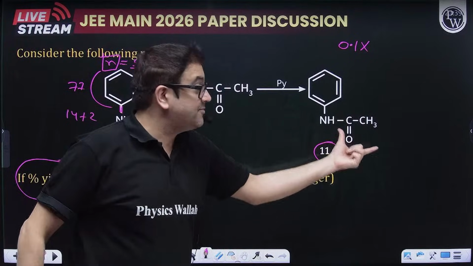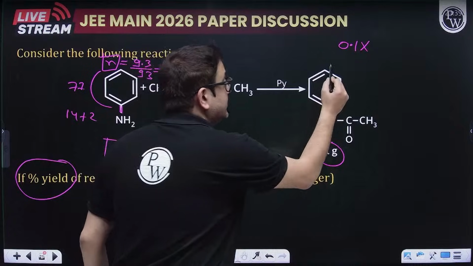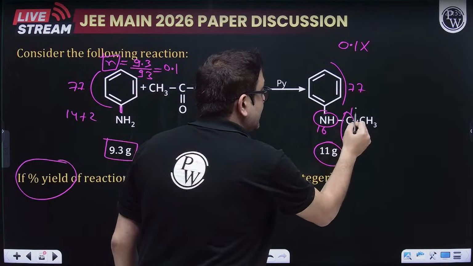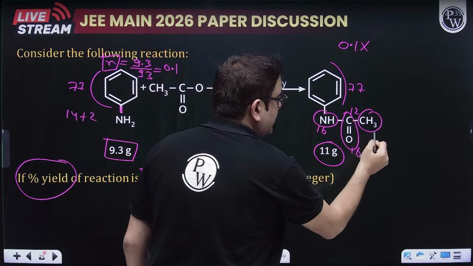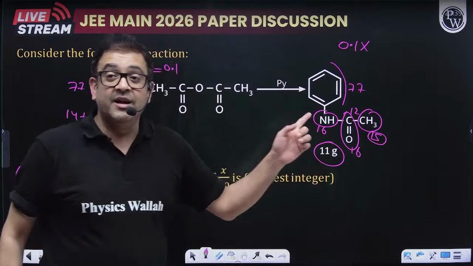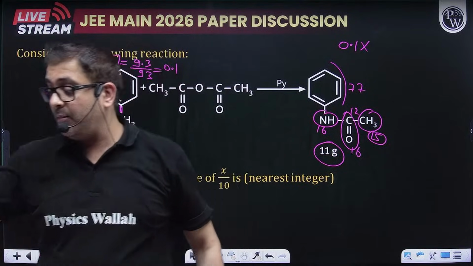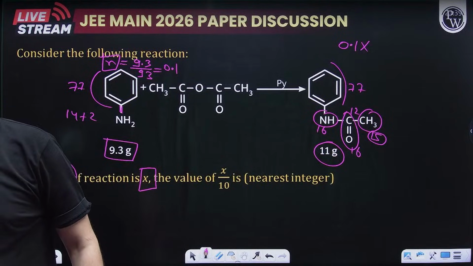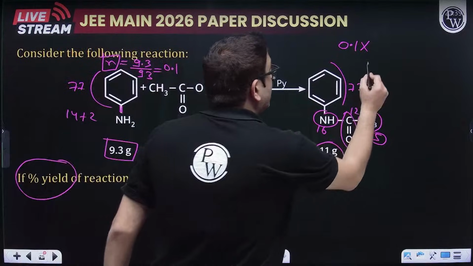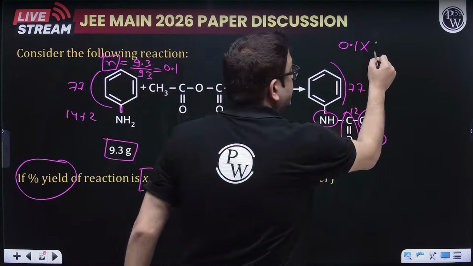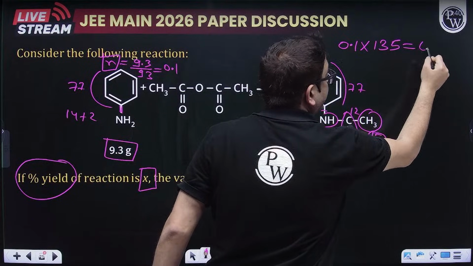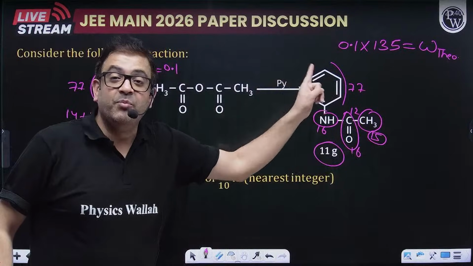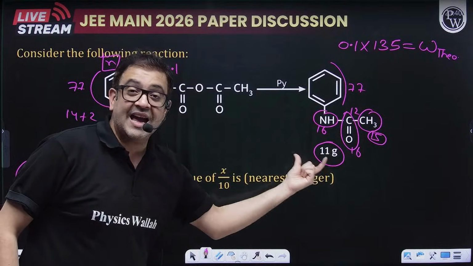Now again you have to do plus minus, what will be its molar mass. This is 77, this is 14 plus 2 is 16, this is 12, this is 16, and this is 12 plus 3 is 15. Please add them up. Help me with the addition. It is 135. So molar mass is 135. So 0.1 into 135 will be the weight that you should expect theoretically. Theoretically 13.5 grams should have been produced, but how much has actually been produced?